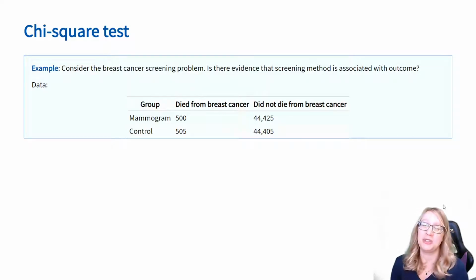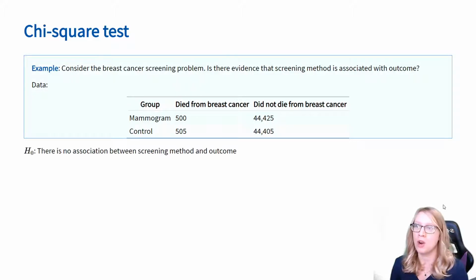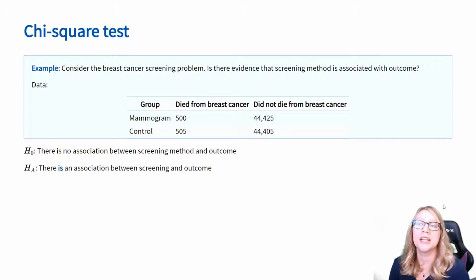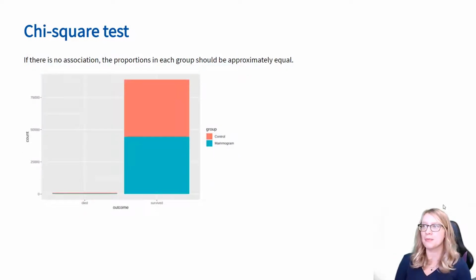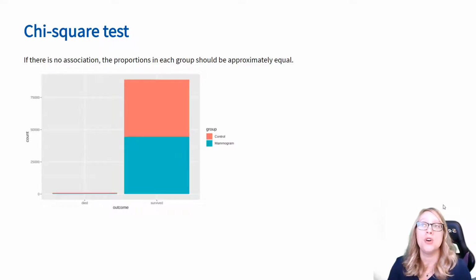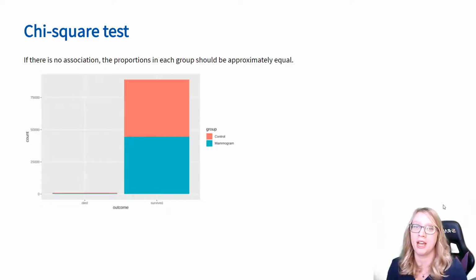But this could just be due to random chance, so let's do a formal test. Our null hypothesis here is that there's no association between the screening method and the outcome, whereas our alternative hypothesis is that there is an association. So this is very similar to ANOVA, whereas there is a difference in the alternative or there is not a difference in the null. We're looking at sort of a binary set of hypotheses. Now, if there's no association, then the proportions in each group should be approximately equal. We should see about the same proportion who survived and died.